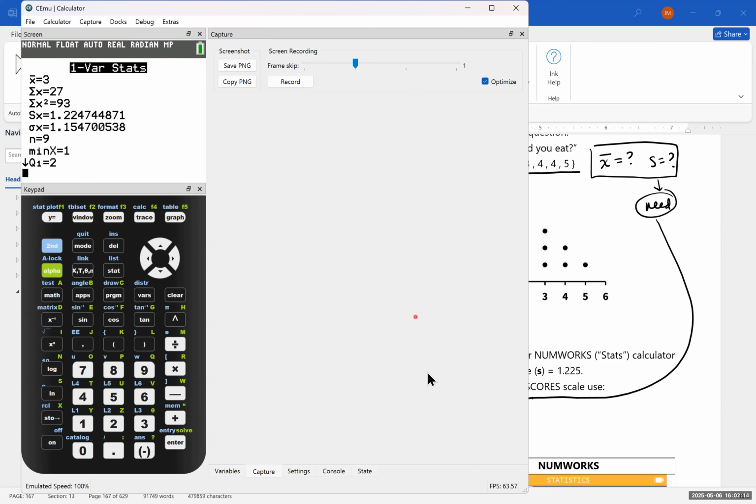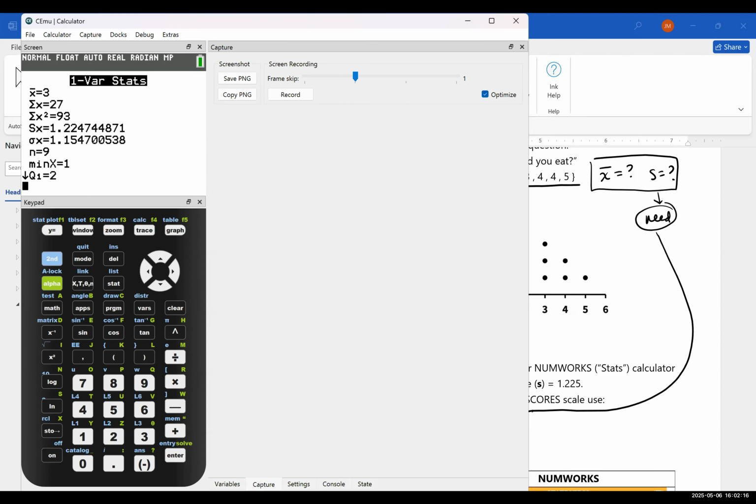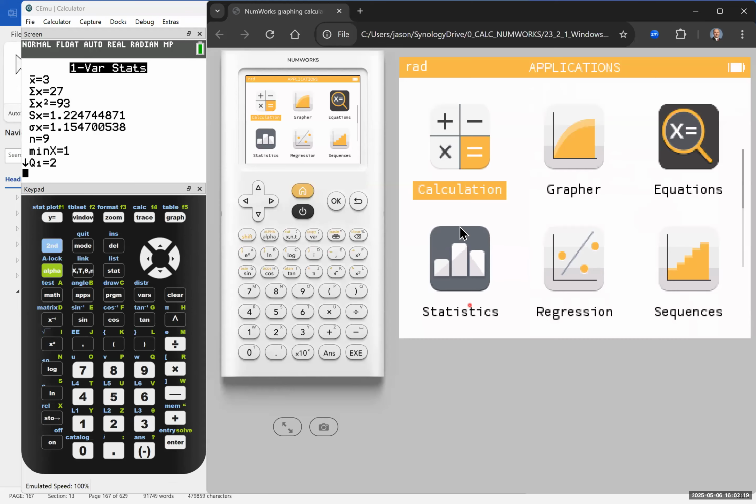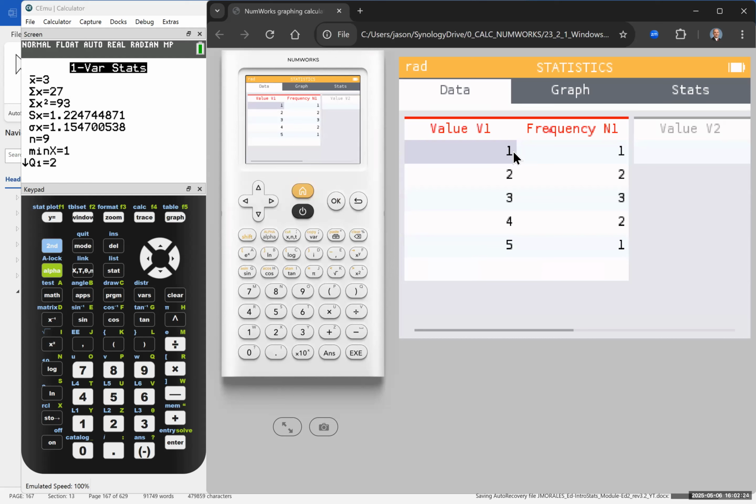All right. With the NumWorks calculator, what we want to do is go into the statistics app. The statistics app is set up automatically to put in your unique values into column V1. And then the second column is the frequency column. Okay, this is column N1. So you can see I had the same values that I had over here with the Texas Instruments. Now, in order to get x bar and s, what I need to do is scroll up to these tabs.